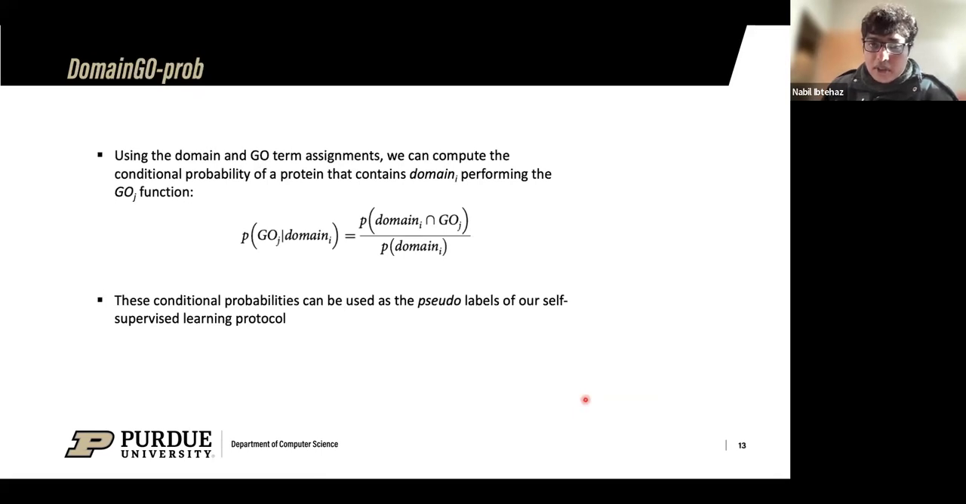Our ultimate goal is to understand how likely it is that a particular function is performed by a protein given that it has a set of domains. So our task reduces to understanding the conditional probabilities between GO and domain. From the definition, the conditional probability of GO term J given domain I can be computed from this formula, and these conditional probabilities can be used as the pseudo labels for our self-supervised learning protocol. In doing so, we will get a representation for the domains and also for the GO terms, but we are primarily focusing on the domain representation.